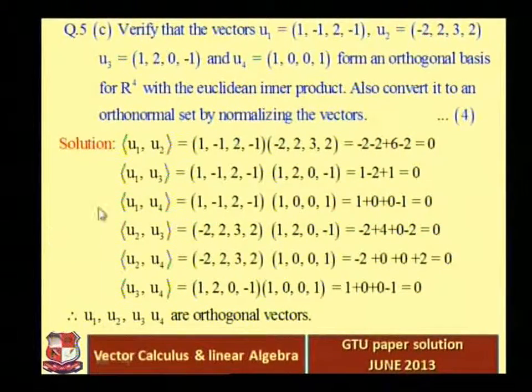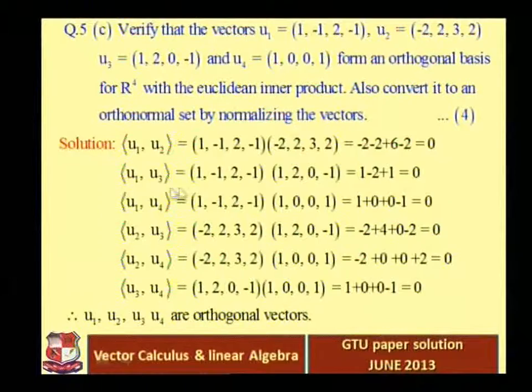So here we proved that the inner product of any 2 vectors of R4 is equal to 0. And we know that the inner product is commutative. It satisfies the commutative law. That means inner product u1 u2 is equal to inner product u2 u1, so that is also 0 we get. So now we have proved that u1, u2, u3, u4 are orthogonal vectors, because taking the inner product of any 2 vectors we get 0.